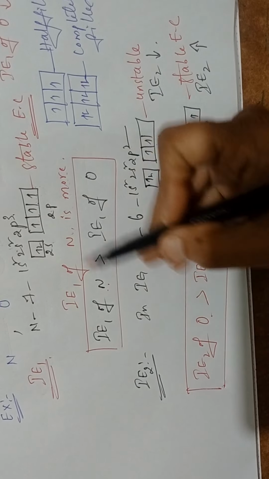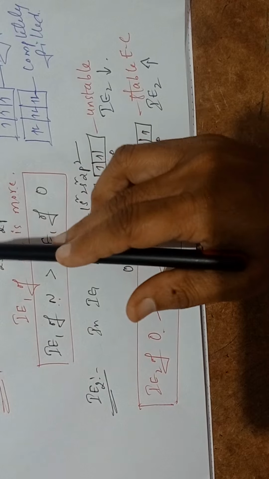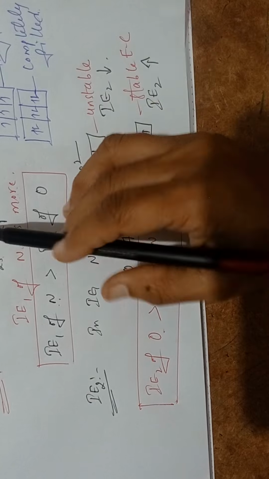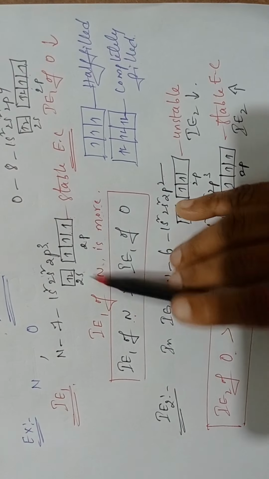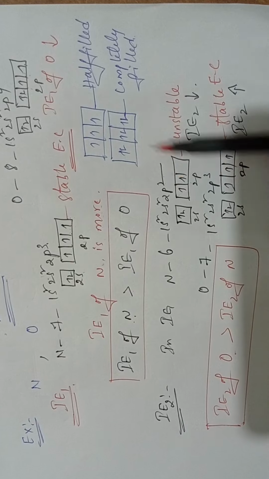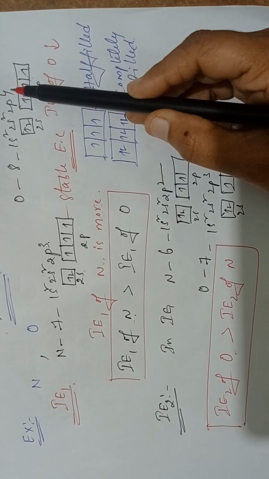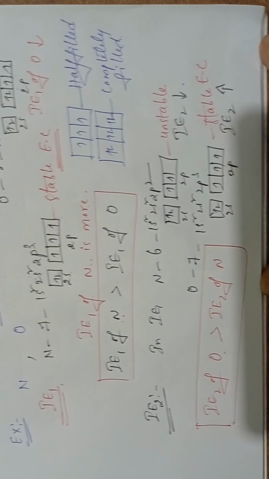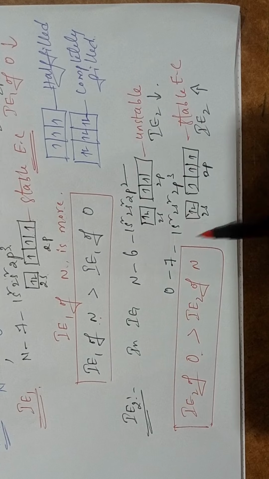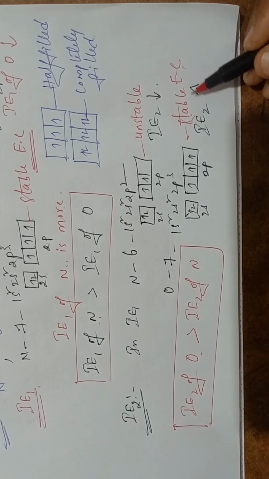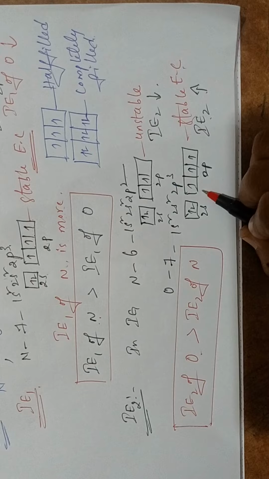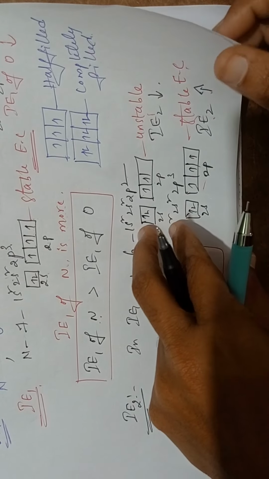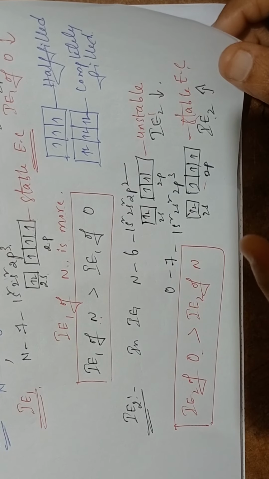Now after loss of one electron, nitrogen's electronic configuration becomes 1s2, 2s2, 2p2. Before it was 2p3, now it became 2p2. Oxygen 8, 2s2 2p4, now it became 2p3, because in IE1 it lost one electron. So after loss of an electron, oxygen gets a stable electronic configuration. That's why IE2 is more in oxygen than nitrogen. Are you clear, students?